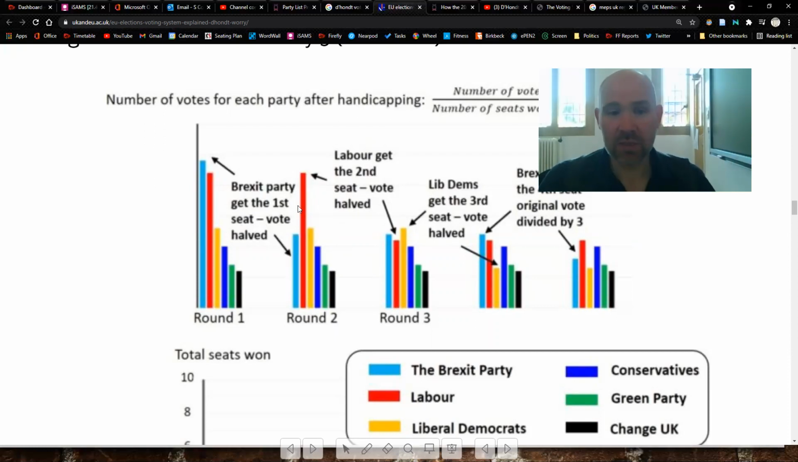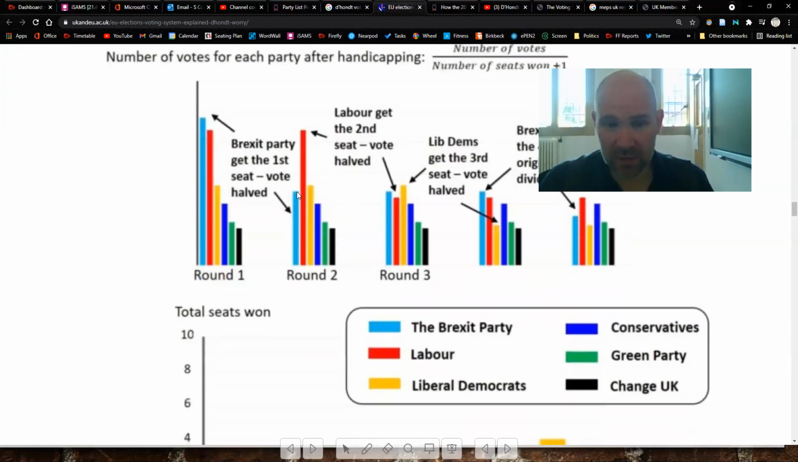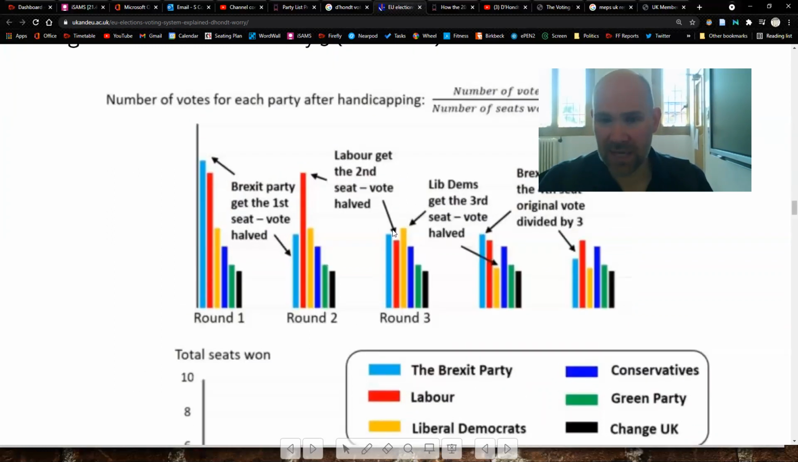It's Labour. So now we give them an MEP. Now we add 1 to their number. So they had 1, their magic number was 1, but now their magic number is 2. So now we have to halve their votes as well. These guys are now divided by 2. These guys are still divided by 1. Let's have a look again. Who's got the most votes? It's now the Liberal Democrats, which means they now get an MEP, congratulations, and we divide their votes in half.